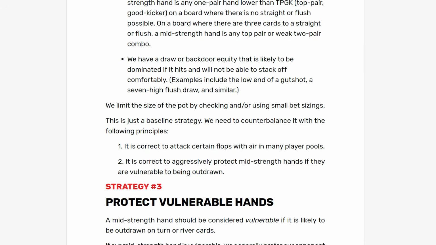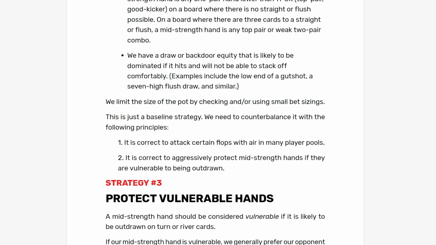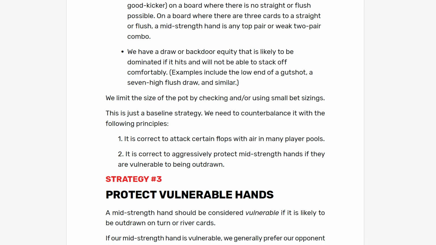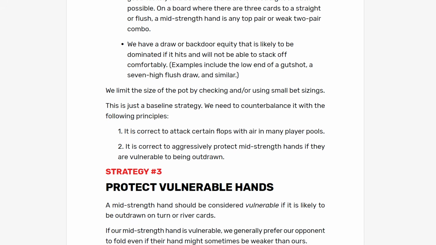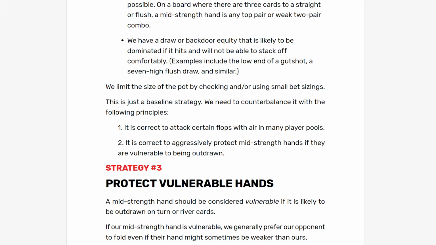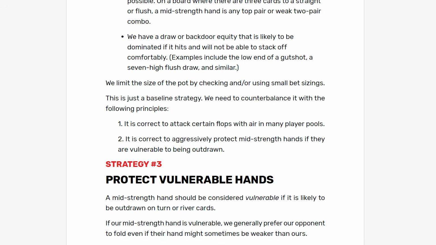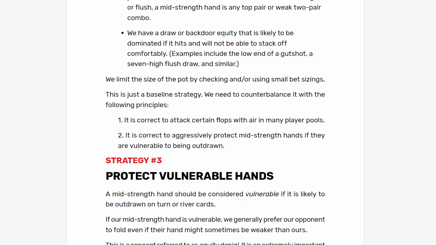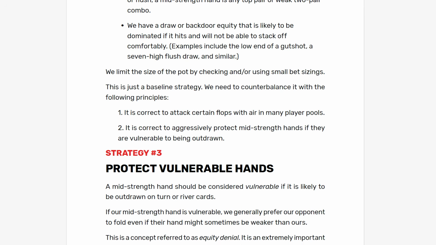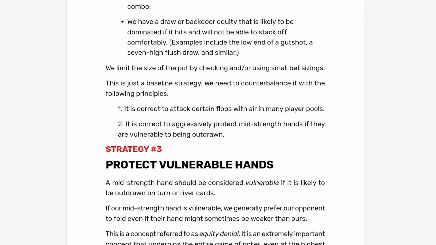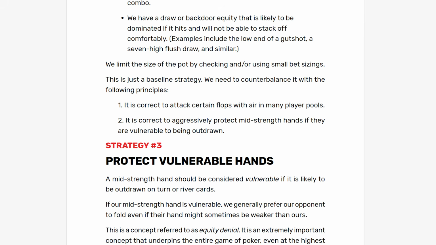Examples include the low end of a gut shot, a 7-high flush draw, and similar. In these situations, we limit the size of the pot by checking and/or using smaller bet sizings. Of course, this is just a baseline strategy. We need to counterbalance it with the following principles. 1. It's correct to attack certain flops with air in many player pools, and 2. It's correct to aggressively protect mid-strength hands if they are vulnerable to being outdrawn.